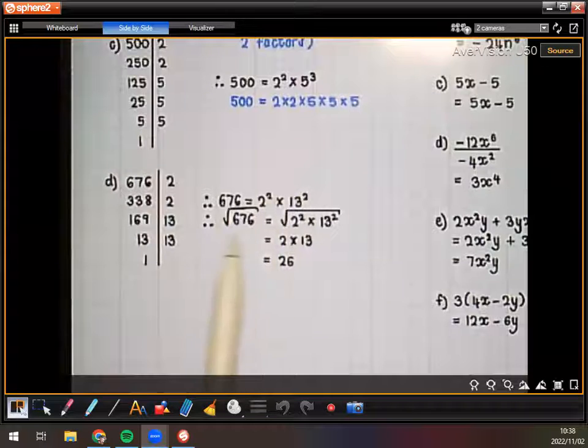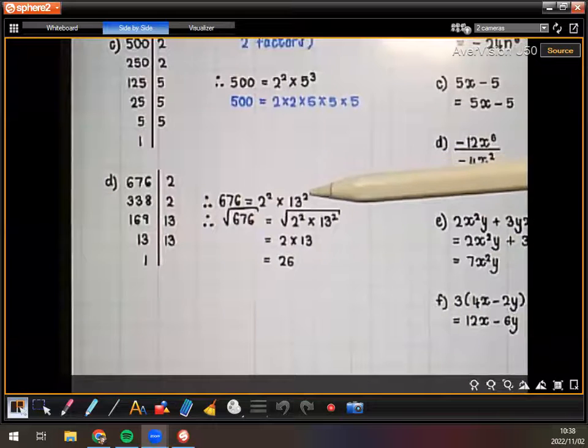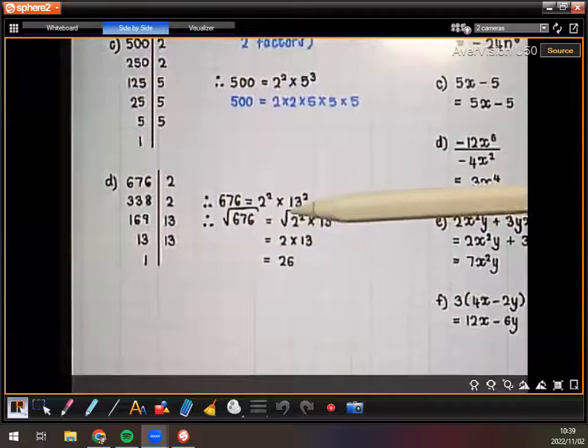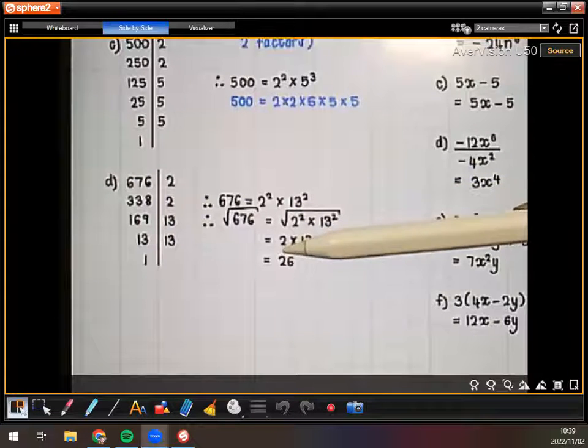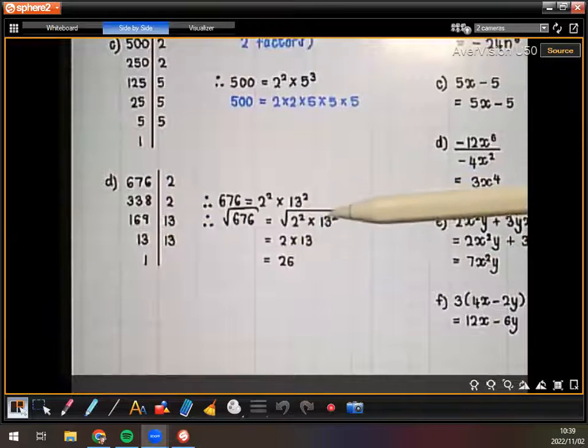That's the first thing. Now, if you take the square root of 676, you're basically taking the square root of 2 squared times 13 squared. Now, what happens when you have a square root and a square? They cancel out, right? So the square root of 2 squared is just going to be 2. And the square root of 13 squared is just going to be 13. Right, this is the only way in which you can do the square root of these big numbers using prime factors.